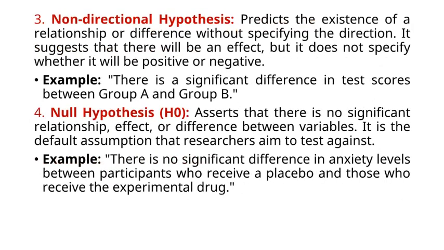3. Non-directional hypothesis predicts the existence of a relationship or difference without specifying the direction. It suggests that there will be an effect, but it does not specify whether it will be positive or negative. Example: there is a significant difference in test scores between Group A and Group B.